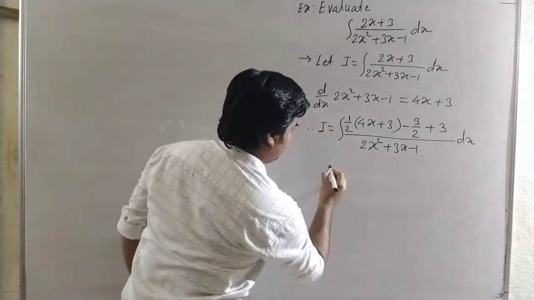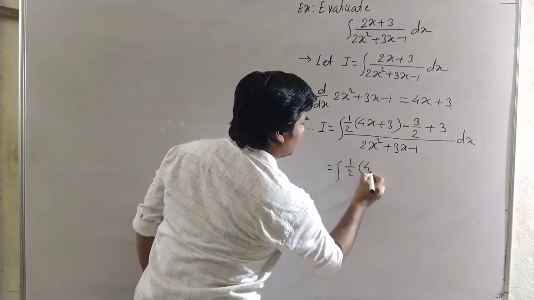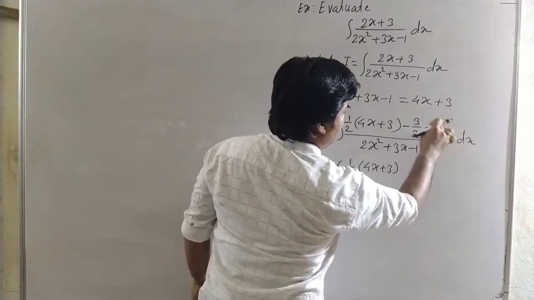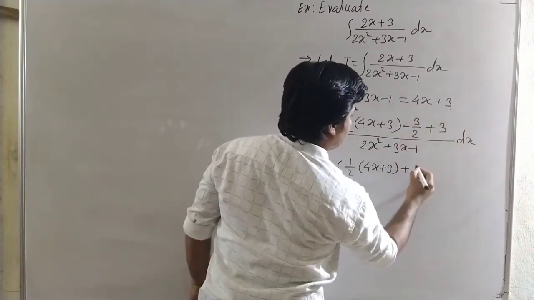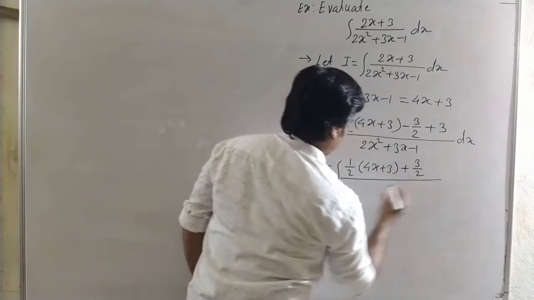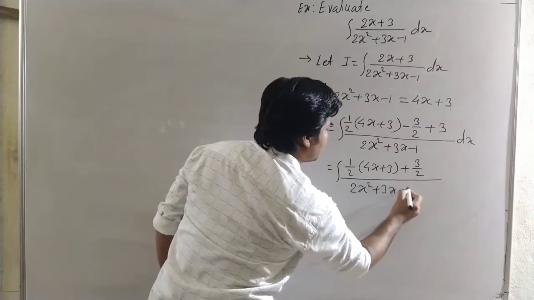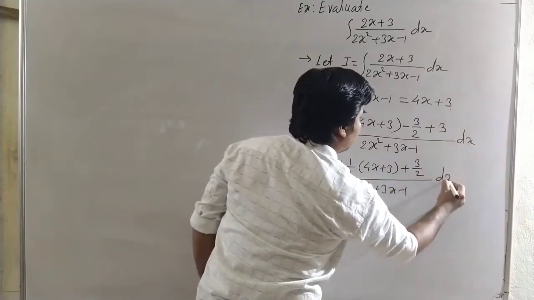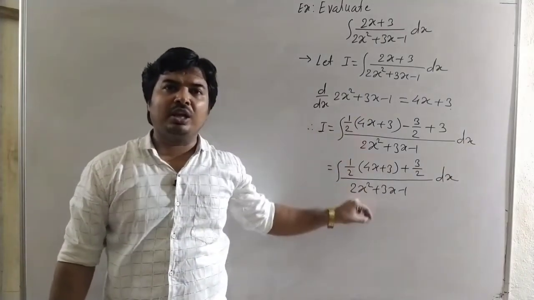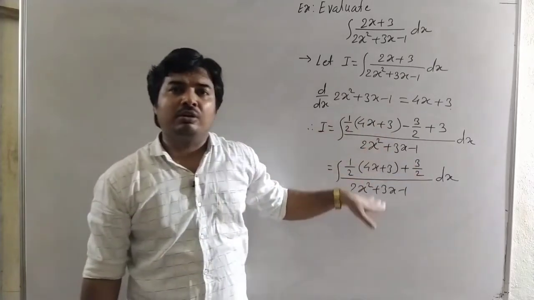Now integral of it is 1 by 2 into 4x plus 3, and it is 6, that is plus 3 by 2 upon 2x square plus 3x minus 1 dx. When we use the method that linear function is equal to a into derivative of quadratic function plus b, then we get the values of a and b.